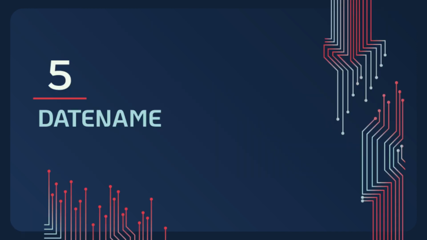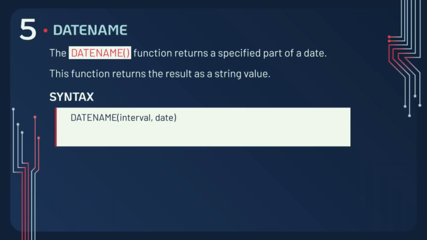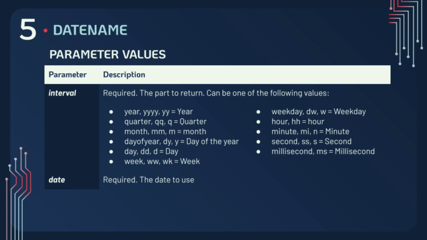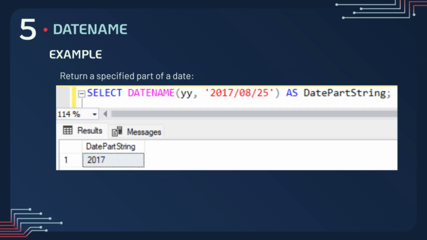So yeah. DATENAME. The DATENAME function returns a specified part of a date. This function returns the result as a string value. So syntax is DATENAME(interval, date). So the parameter values are interval and date. So there's only two parameter values. Here's the example. SELECT DATENAME(year, 2017-08-25). So the results will be 2017 because it's only returning the year based on the interval.